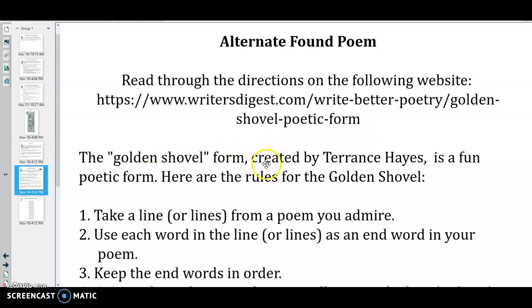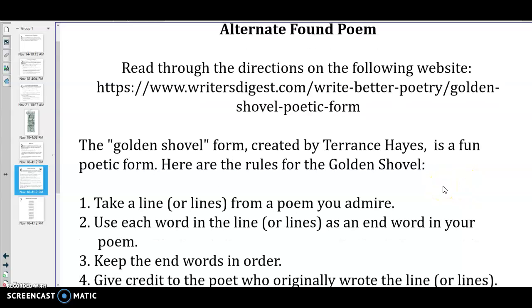But this Golden Shovel form was created by this gentleman named Terrance Hayes, and here are the rules. It's based off a poem by Gwendolyn Brooks, one of her really famous ones, called We Real Cool. The subtitle, or the title, is basically The Seven Pool Players at the Golden Shovel. And so it's based off of a Gwendolyn Brooks poem.